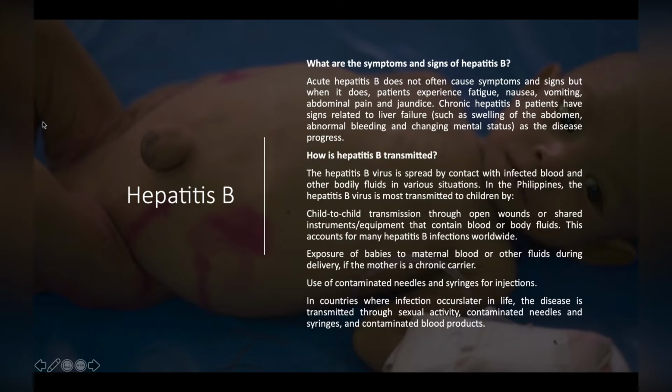Hepatitis B virus is spread by contact with infected blood and other bodily fluids in various situations. In the Philippines, the hepatitis B virus is most commonly transmitted to children by child-to-child transmission and exposure of babies to maternal blood or fluids during delivery. Other routes are the use of contaminated needles and syringes for injection, and in countries where infection occurs later in life, the disease is transmitted through sexual activity, contaminated needles and syringes, and contaminated blood products.